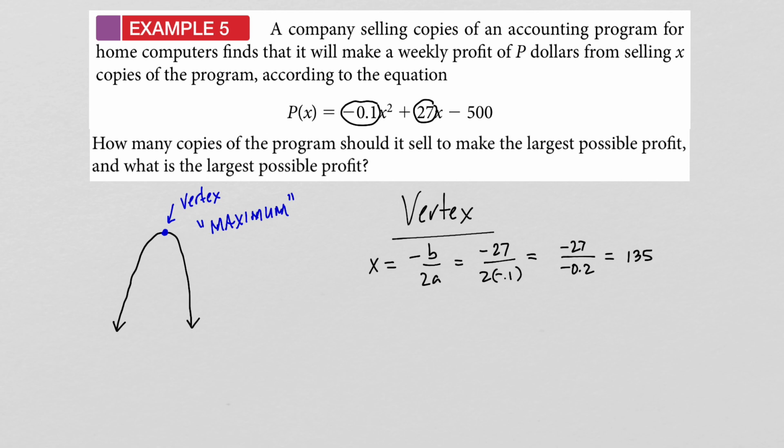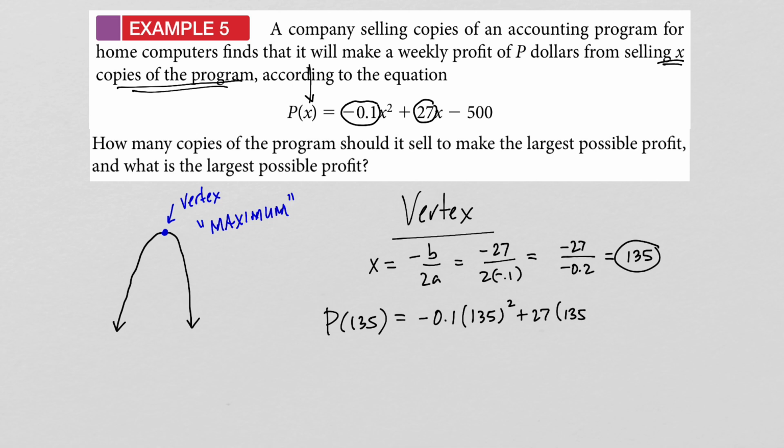So what does that mean? Remember, x is the number of copies of the program that you're selling. So that's not the maximum. That's how many copies you need to sell to make the maximum. The maximum is going to be taking that number 135 and plugging it into your profit function. So P of 135 is negative 0.1 times 135 squared plus 27 times 135 minus 500.